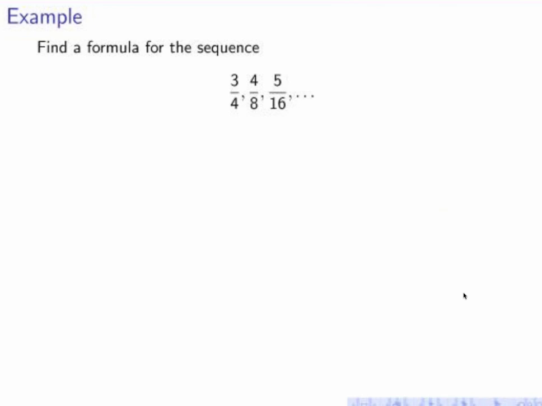Okay. Let's do it the other way. So if I give you a sequence, how can you come up with the formula? So let's look at the numerator for the sequence. So numerator is easy, right? You have 3, 4, 5, so the next one would be 6.